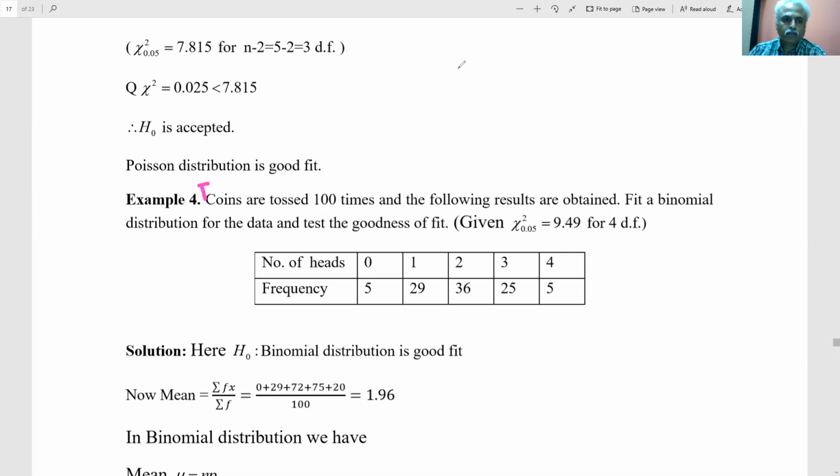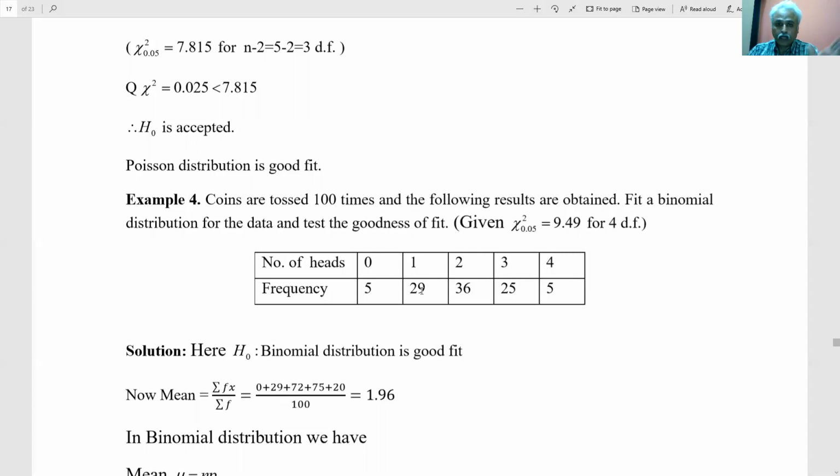Now, when you observe the frequencies for 100 tosses, the number of heads out of these 4 coins: 0 heads, out of 100, has occurred 5 times. When all the 4 coins are tossed, never has a head occurred, out of 100, 5 times. Suppose out of 4 coins, 1 head has occurred. How many times? 29 times. This is according to what is practically done. You take 4 coins and go on tossing, totally 100 times. Out of 100 times, all the 4 coins you have to toss. First time all the 4 coins, second time all the 4 coins, 100th time also all the 4 coins.